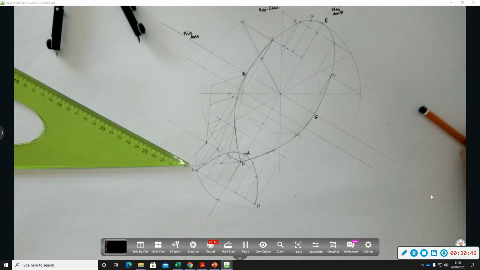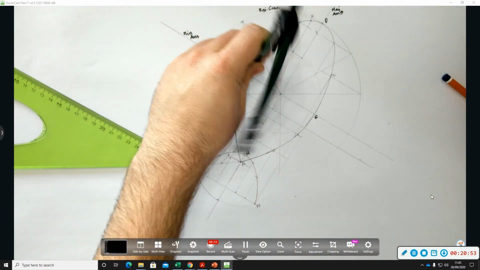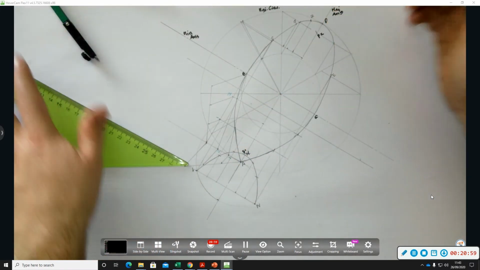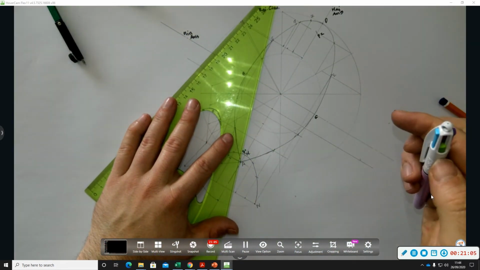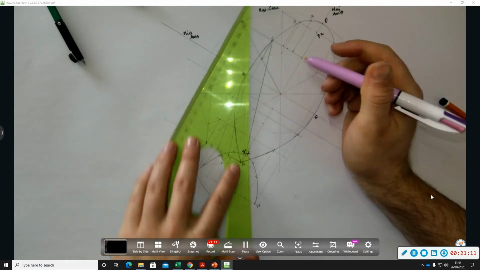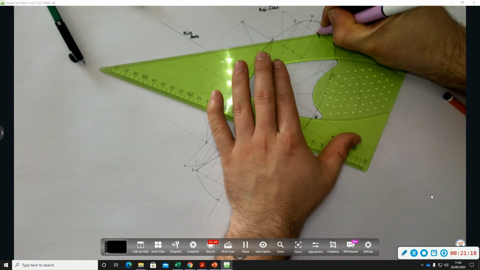Now, I'll just clarify on that again. You take half the major diameter and swing from B, left and right. So that's F1, that's F2. Now we're going to join F1 to C. So F1 to C. I'm going to do it in pen here. I'll switch to pink to make it easier. C to F2.